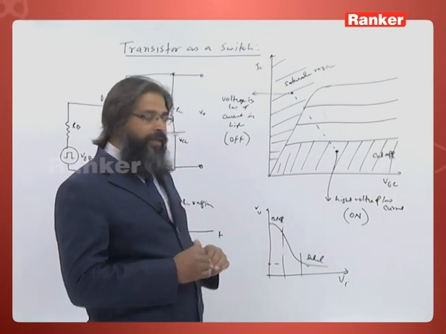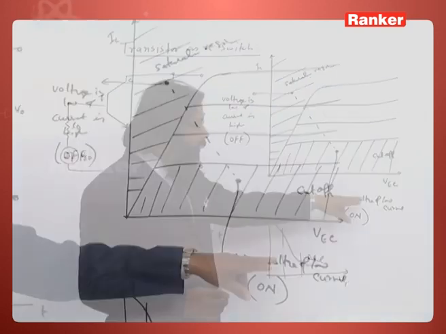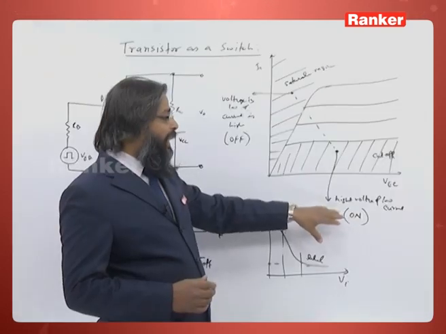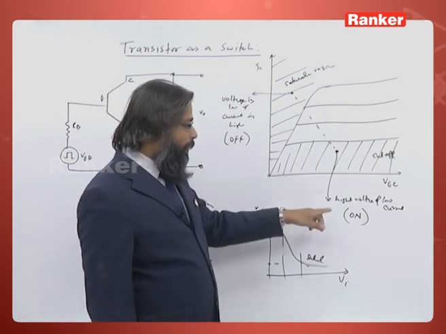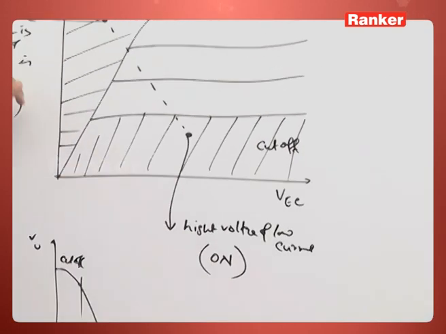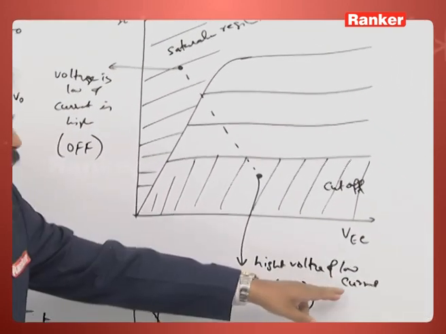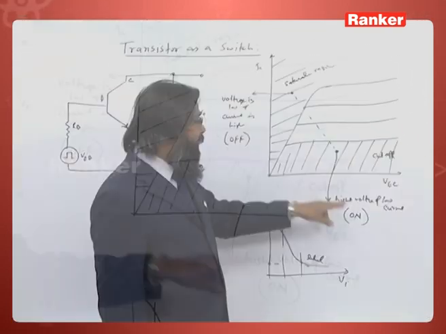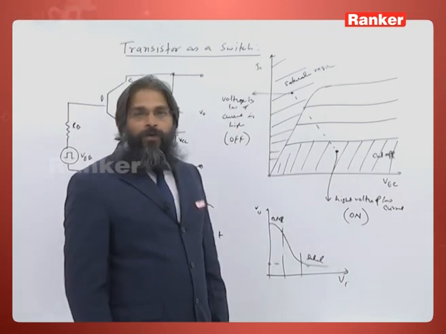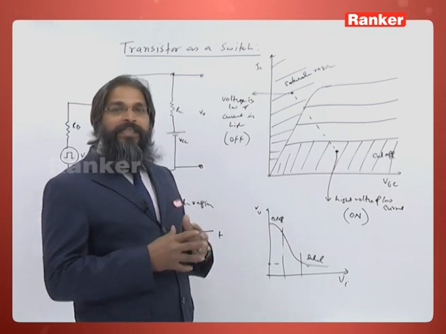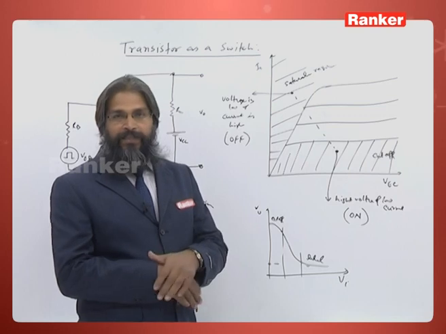Depending on whether we are taking the output as voltage or current, we can define on and off in a different manner. If high voltage is on and low voltage is off, this is on and off. And if low current is the off position and high current is on, this will be accordingly off and on. So, off and on will depend on whether we are taking the signal as the voltage or the current.